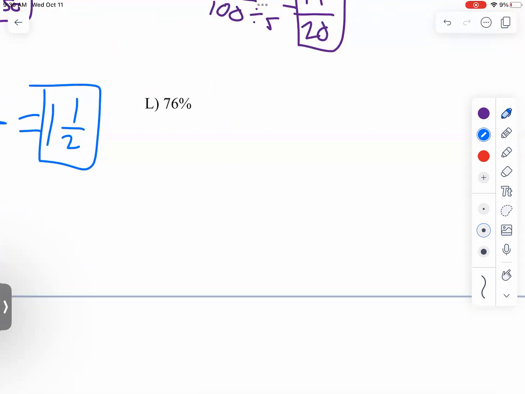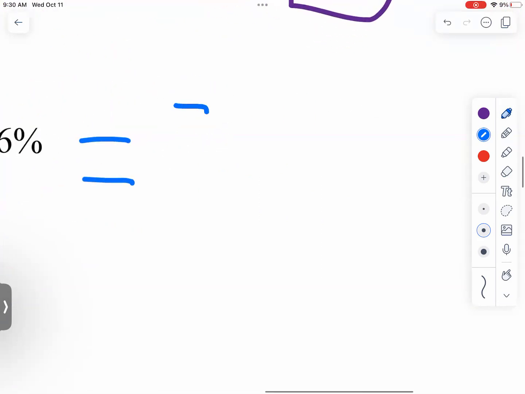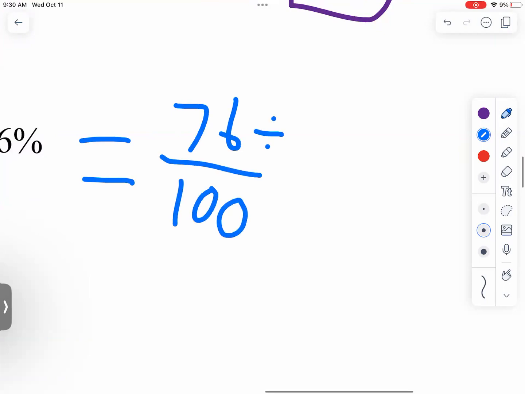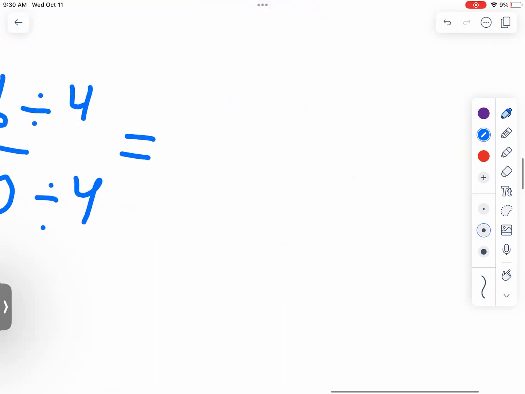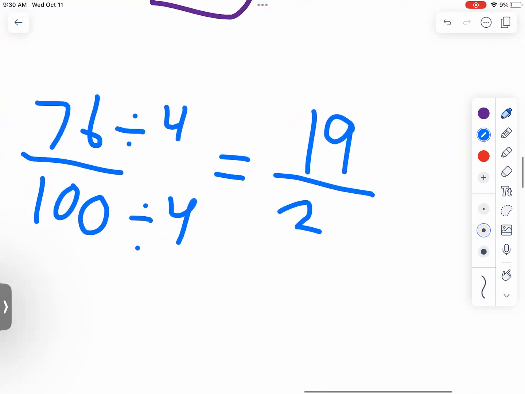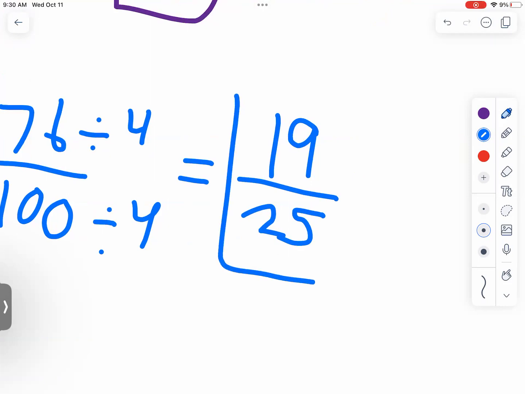All right, L, 76%. We put it over 100. Common factor here is going to be 4. Now, if you did 2 first, you could do that, but you just have to do it again. So the greatest common factor, the biggest number that will go into both, is 4. 76 divided by 4 is 19. 100 divided by 4 is 25.